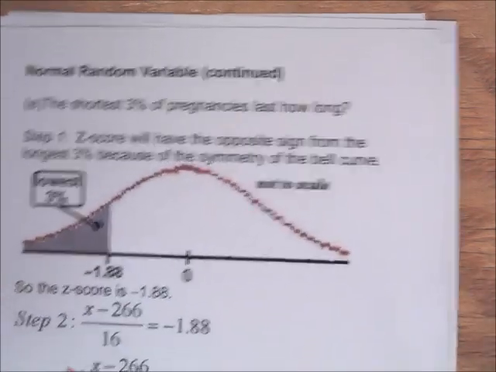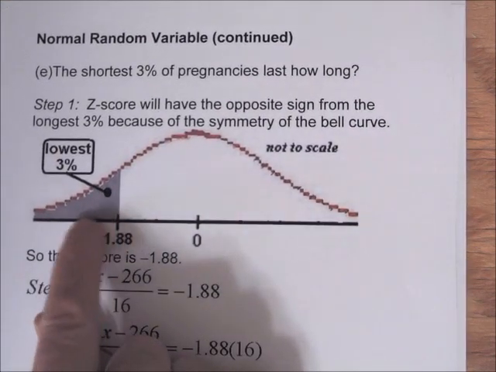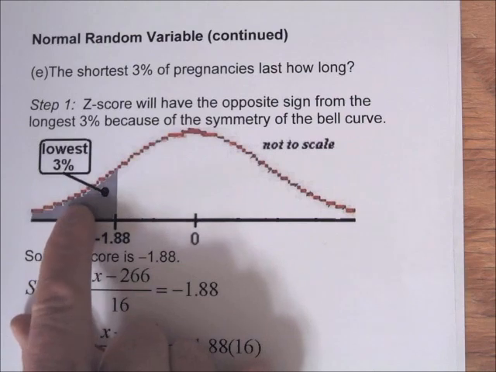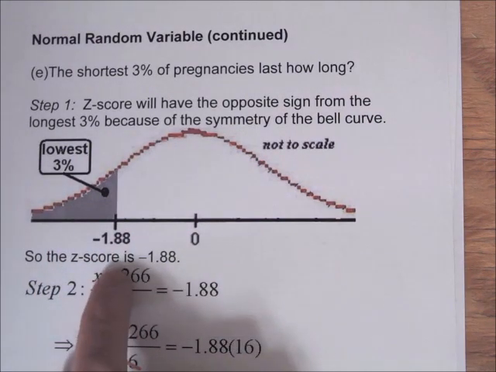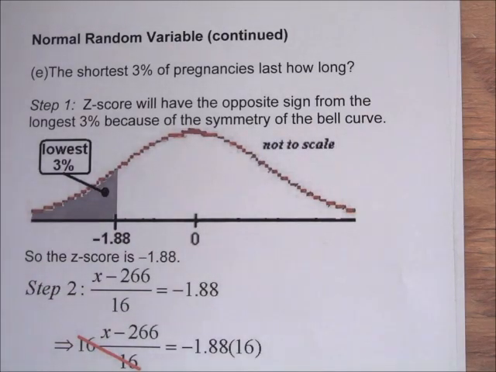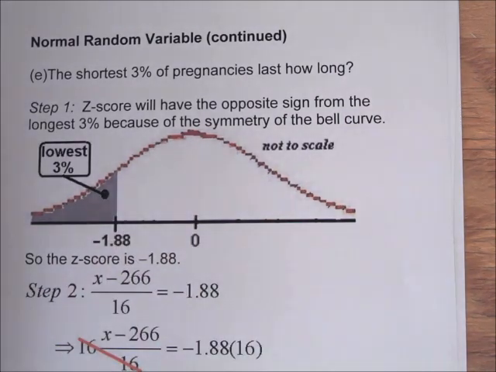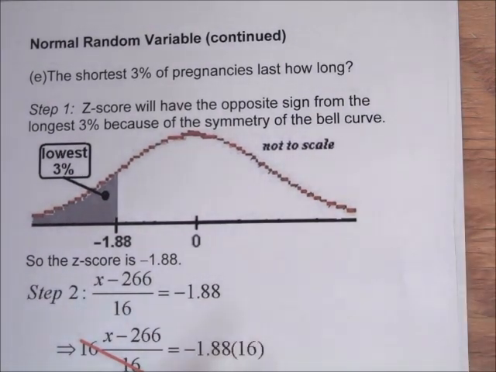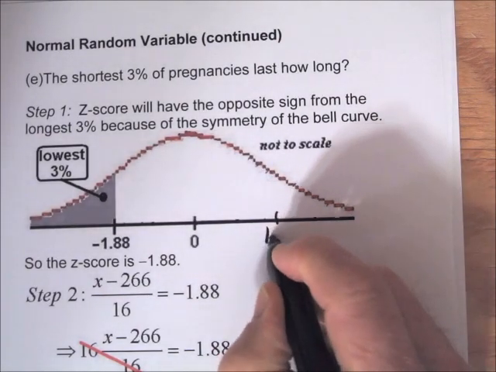The shortest 3% of pregnancies last how long? So now we're at the lower extreme. We have the lowest 3%. The bell curve is symmetric, so this is going to be the same z-score except for the sign. The bell curve, you have 0 in the middle. 1.88 would be over here somewhere.